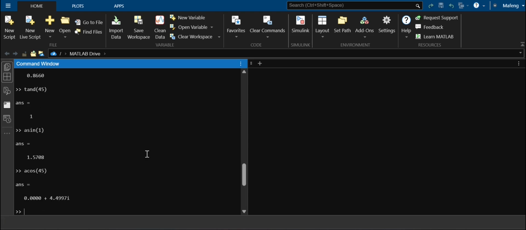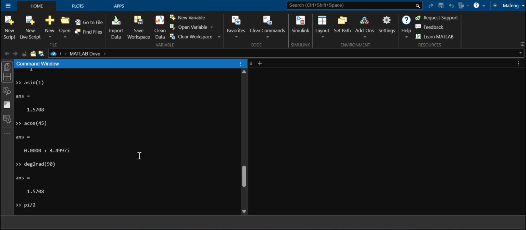The inverse operation to the sin, cos and tan, you just add an a to the beginning. All right. Then there's also deg2rad and rad2deg, for converting angles from degrees to radians and from radians to degrees. The deg2rad converts an angle in degrees to radians.